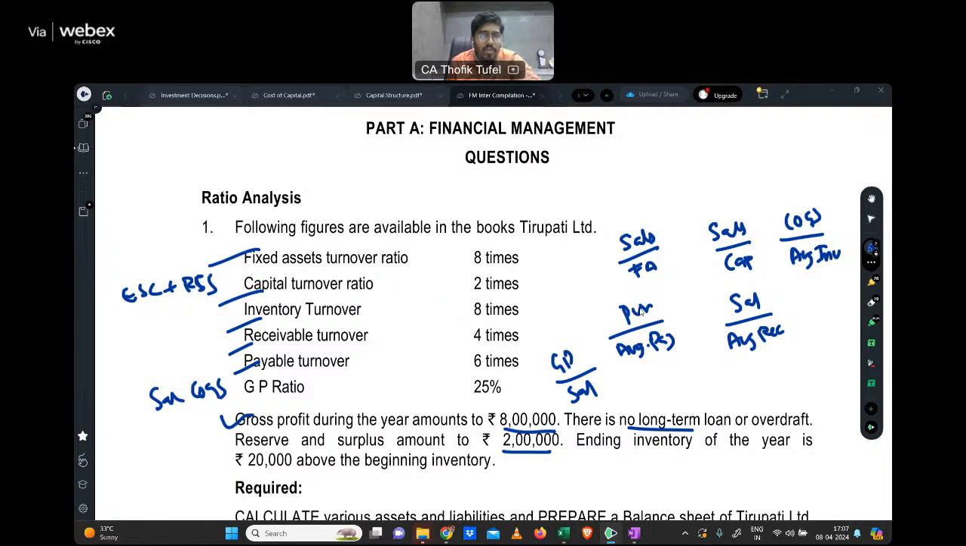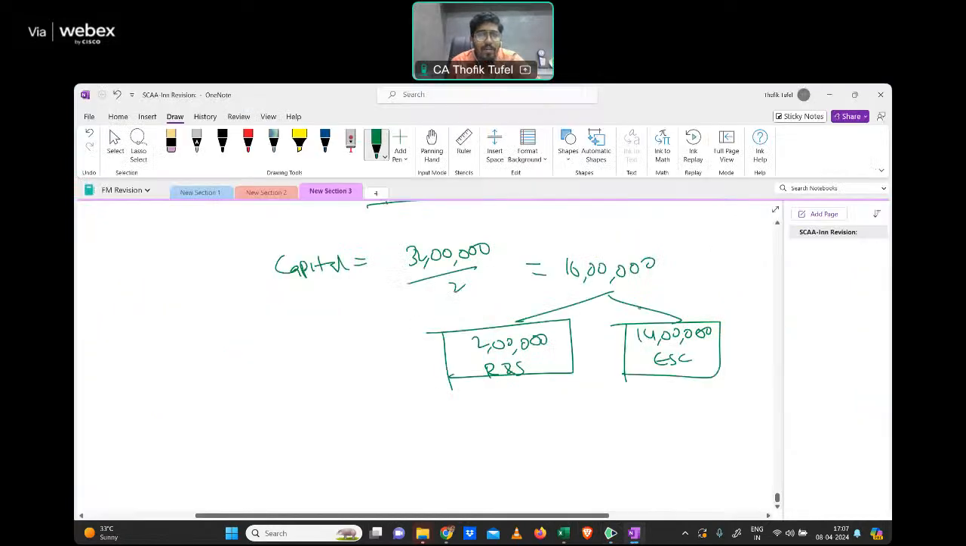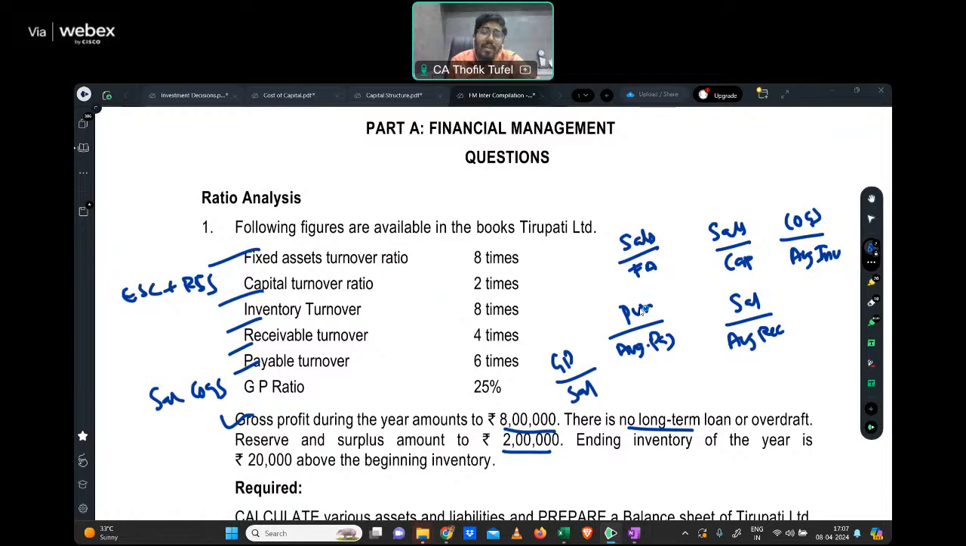Next is inventory turnover ratio. When you have to take average inventory, if any information about opening inventory is given, then you have to use average inventory. Closing stock is 20,000 plus opening stock. So ending inventory is 20,000 above beginning inventory, which means closing stock is opening stock plus 20,000 rupees. So average inventory is equal to closing stock plus opening stock divided by 2.